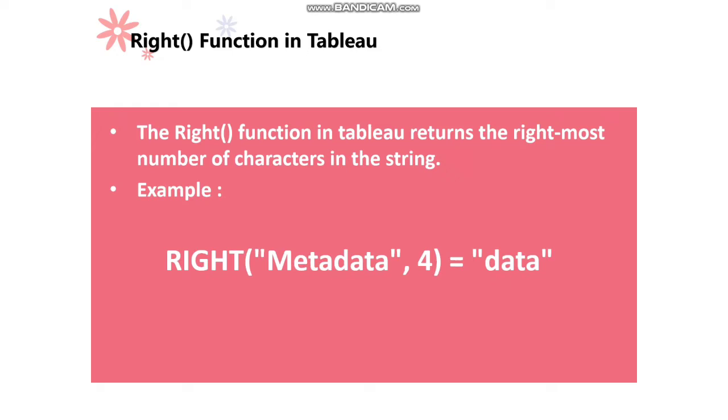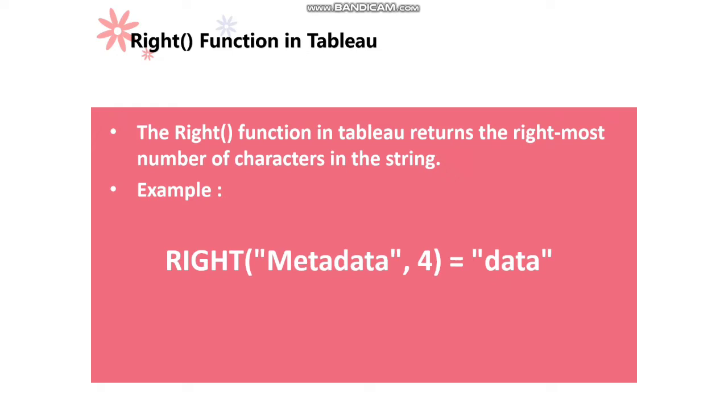In the RIGHT function, let me explain the syntax first. So here, RIGHT of metadata. In place of metadata, it is the string, and then the number of characters, which returns the substring. To summarize the syntax, within the RIGHT function, we provide the string and the number of characters to be displayed, which returns the substring we require.